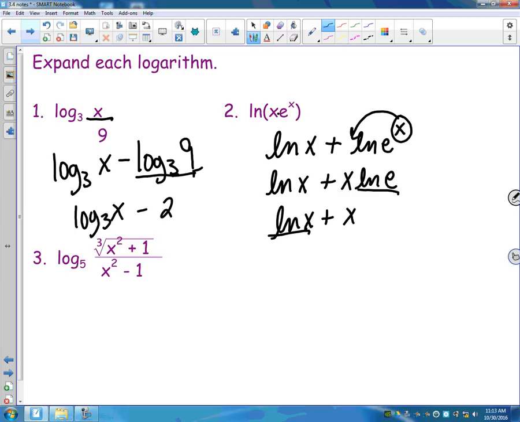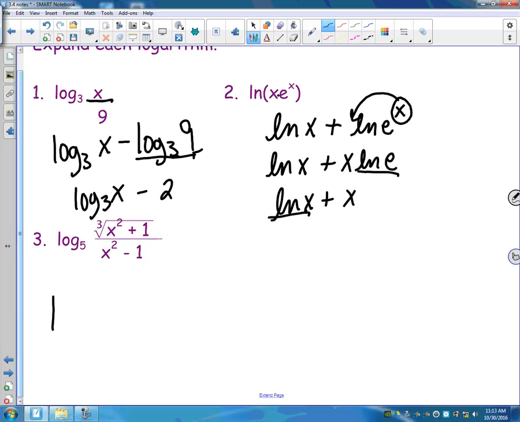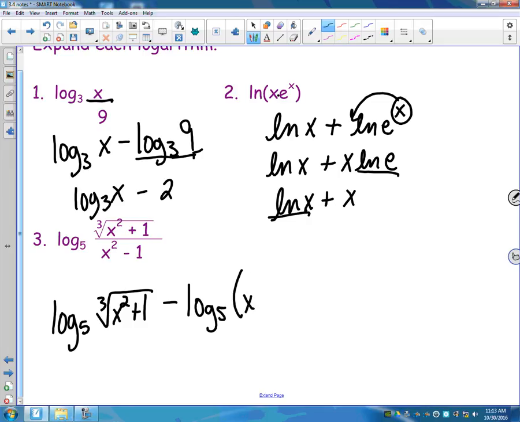And then you get something like number 3, which is kind of a big mess. I'm going to do it in a few steps. And again, the more you practice these, the better you get. But step 1 is I'm going to break that division up as subtraction. So I'm going to say the cube root of x squared plus 1, and then division becomes subtraction. Don't forget to rewrite the log every time. And then I'm going to say parentheses x squared minus 1.